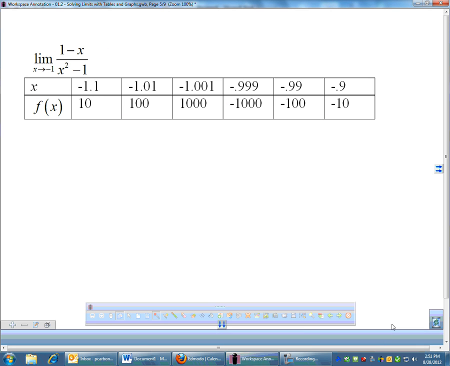Let's look at a different table. Here we go: the limit as x approaches -1 of this. Notice I'm leaving -1 out of the table, and I'm looking just to the left and just to the right.